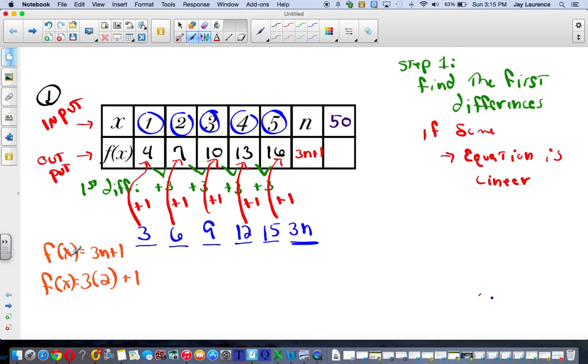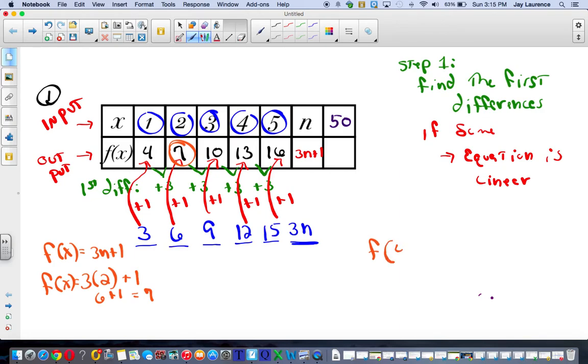And you're like, what's this f of x? So that's the output. That's what comes out after I put a number in for the function. So f of x, 3 times 2 is 6. 6 plus 1 is 7. Oh, look at that. I got a 7 right there. Better test it again. You don't want to test it once. Once will fool you. Better test it 3 times. If you test it 3 times, you're going to be right 99% of the time.